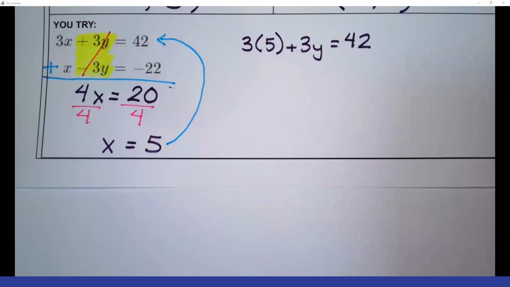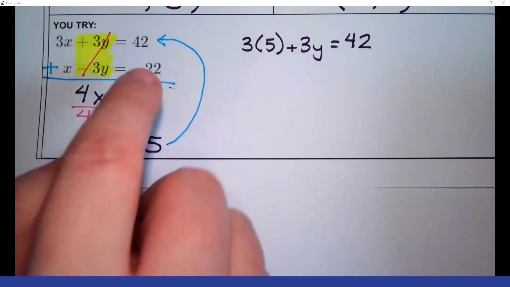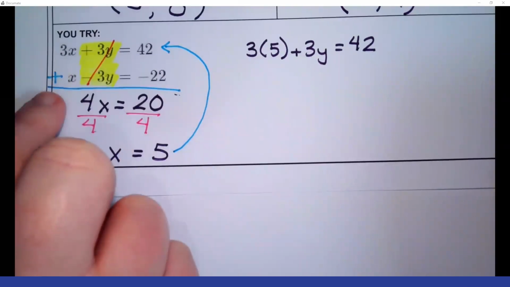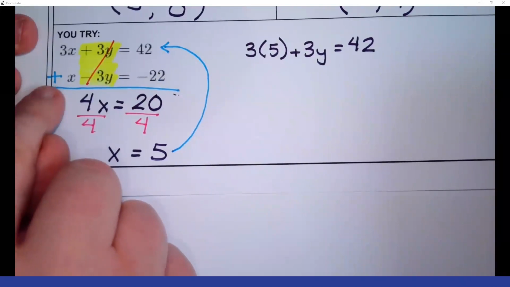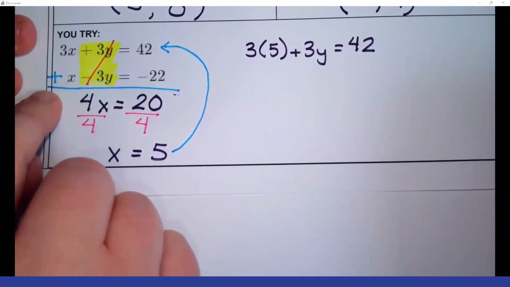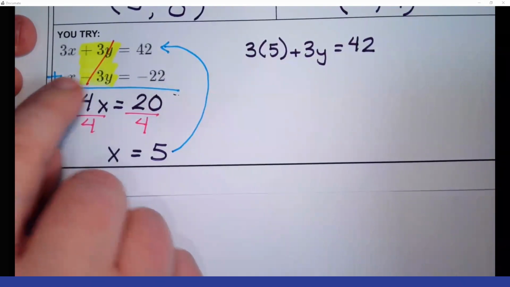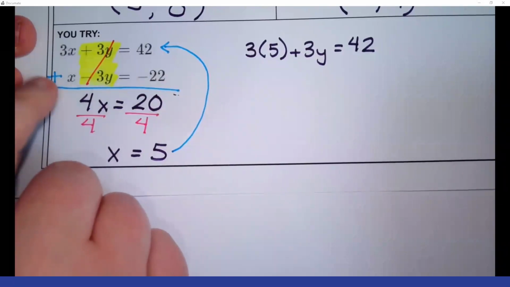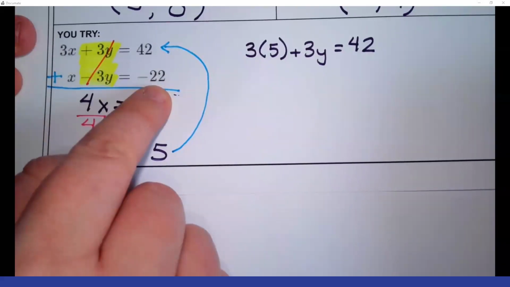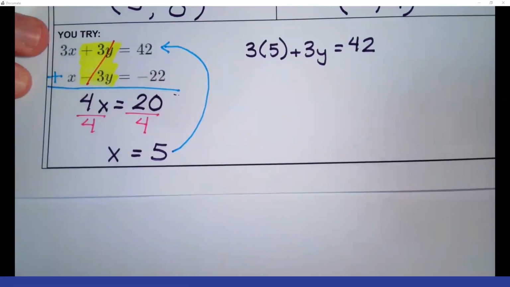Braylio, you have a good question. Braylio asked, why is it 42 plus negative 22 instead of 42 minus 22? It's the same thing. I'm purposely saying 42 plus negative 22 because I want you guys to make sure you realize we're adding here. So I don't want you guys to think, just because there's a minus here, that it's going to be subtraction.